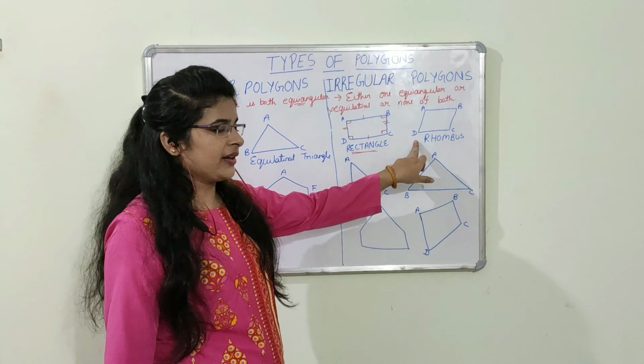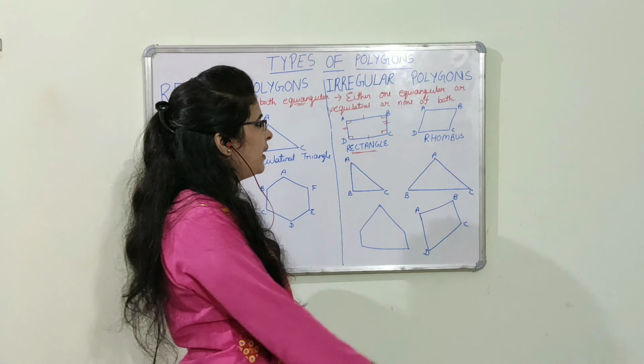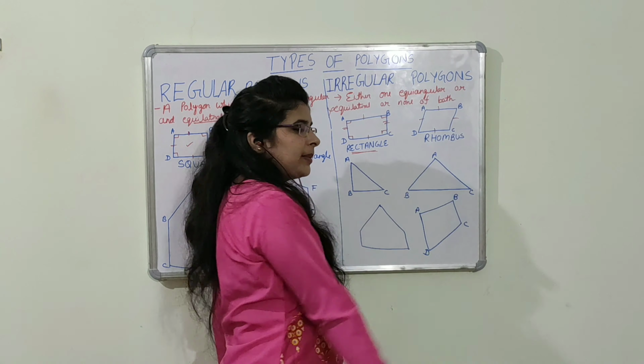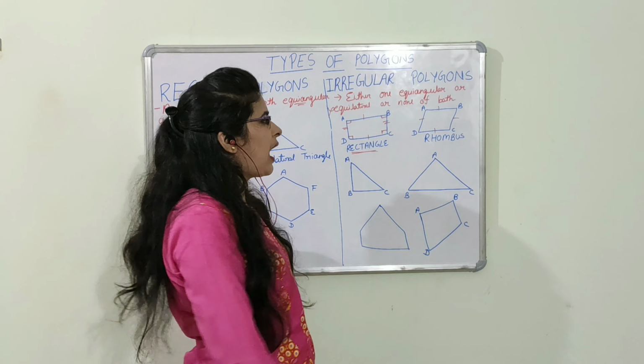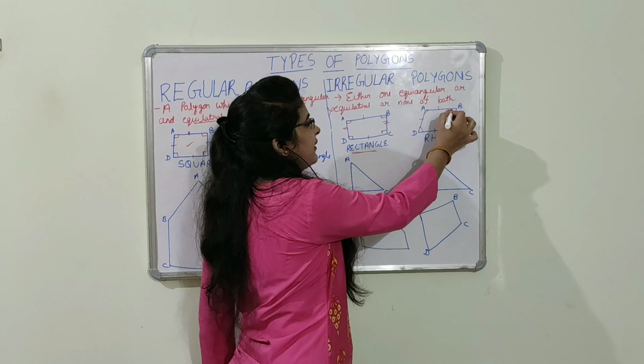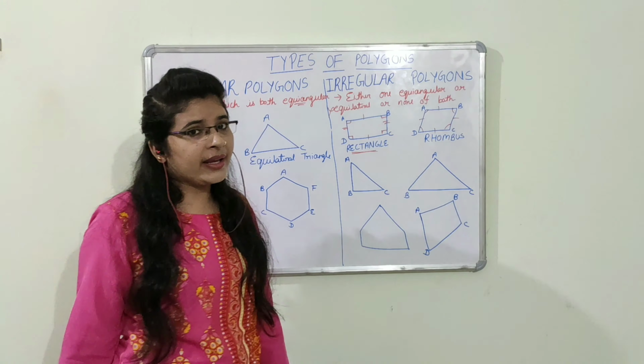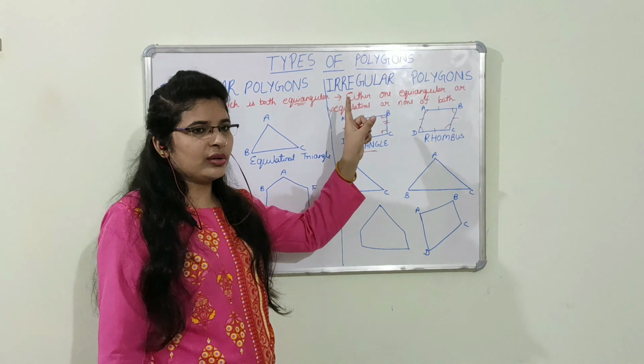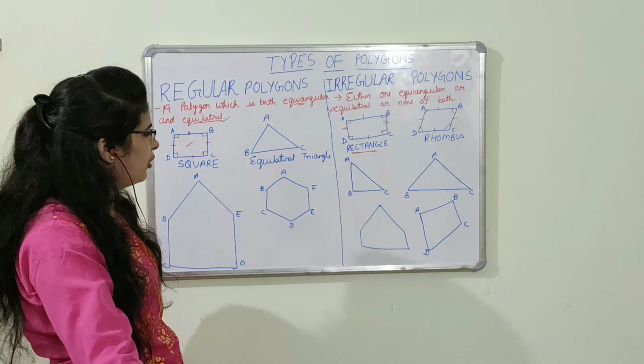Now, come to the next. Rhombus. What is a rhombus? In a rhombus, all the sides are equal to each other. All sides are equal, but we can't say anything about its angles. Its angles are not all equal to each other. Therefore, a rhombus is also an example of an irregular polygon.